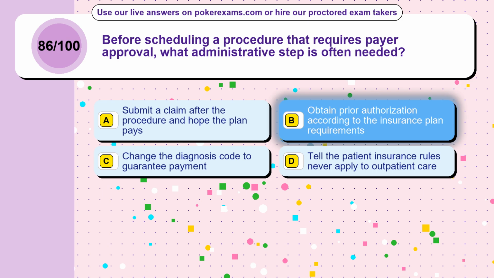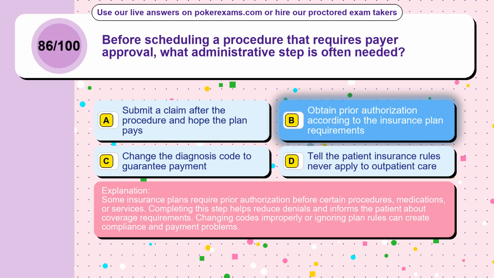The correct answer is option B, obtain prior authorization according to the insurance plan requirements. Some insurance plans require prior authorization before certain procedures, medications, or services. Completing this step helps reduce denials and informs the patient about coverage requirements. Changing codes improperly or ignoring plan rules can create compliance and payment problems.